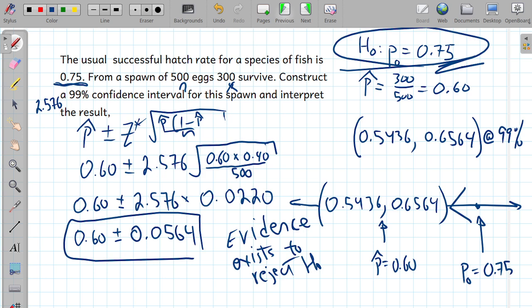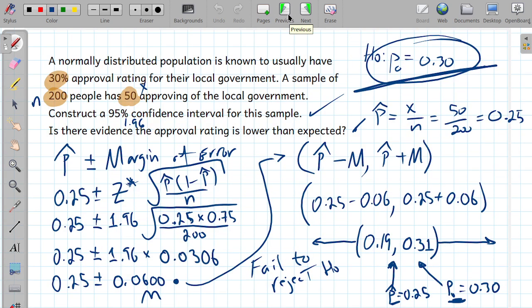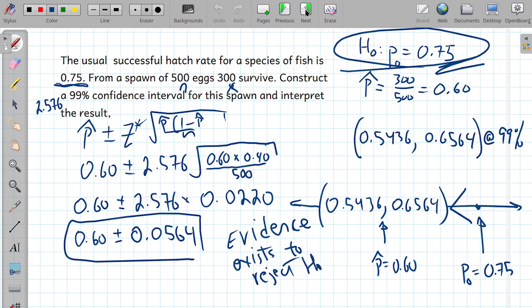So you see how this is different than the previous one. Here in the previous one, both values, p hat and p null, were inside the interval, and that was a fail to reject conclusion. Here we have the hypothesized value entirely outside the interval. In this case, it's greater than, and that means evidence exists to reject H null. In other words, the null hypothesis seems to indicate rather strongly that there is something going on here.